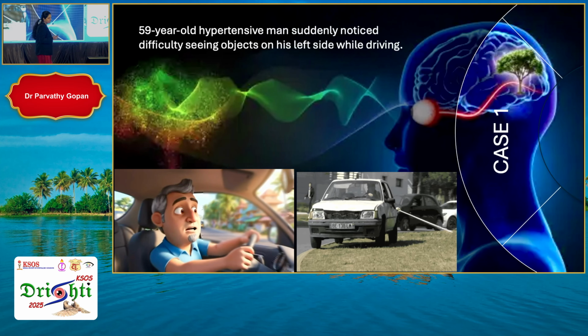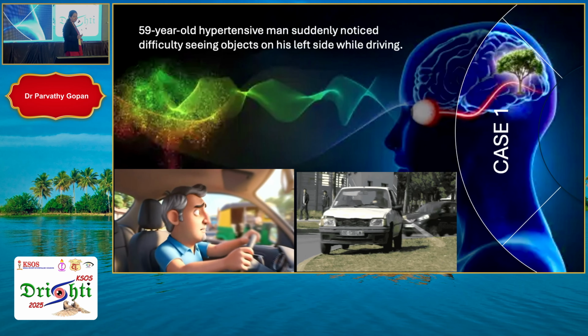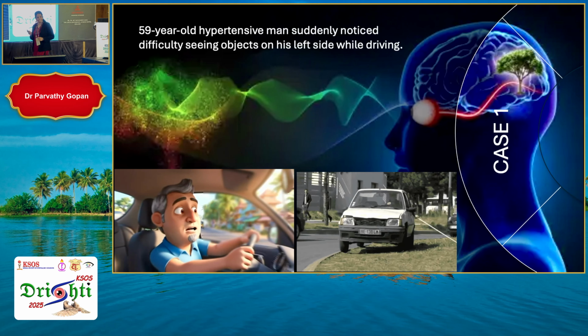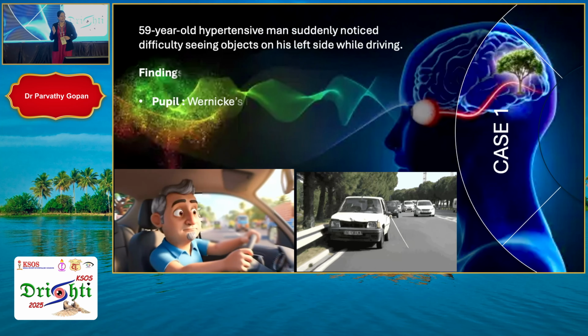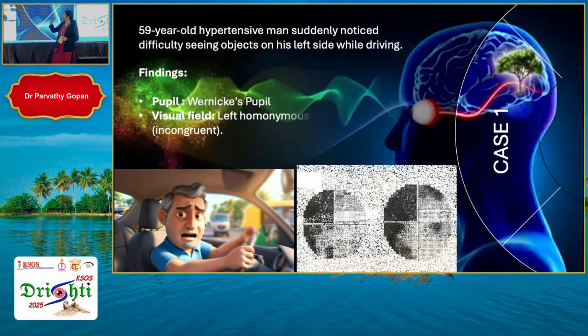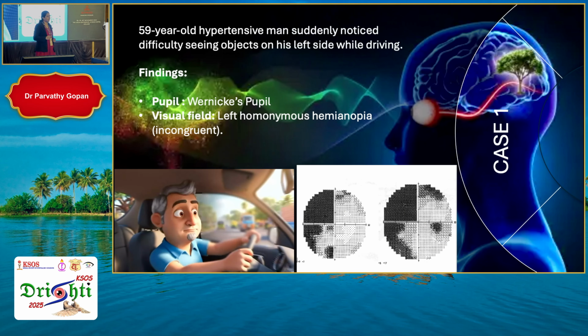From the last class, I've already told you that if there is any lesion in the retina or optic nerve, it might present with an RAPD. But there was something else which I could find out. What is it? It was a Wernicke's pupil, and on examining the visual field, I got something like this. It is a left homonymous hemianopia which is incongruent.